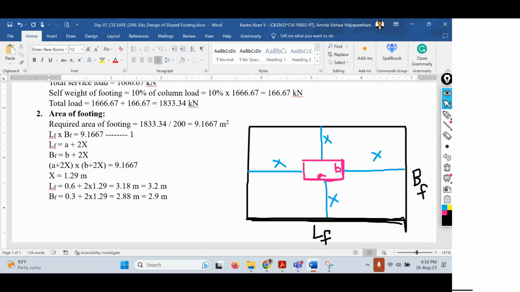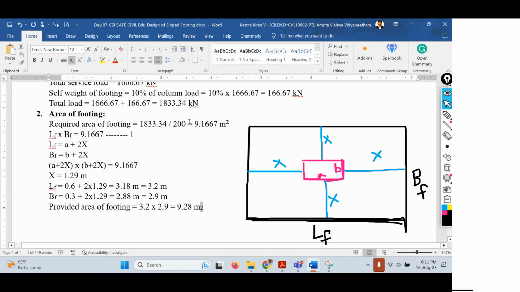So let us find out the provided area of footing. Provided area of footing equals 3.2, that is the length of the footing, into the width of the footing, that is 2.9 meters. So that equals 9.28 square meters. How much do we have to provide? We have to provide 9.1667. But how much have we provided? It is 9.28 square meters. So there won't be any problem with respect to the area.